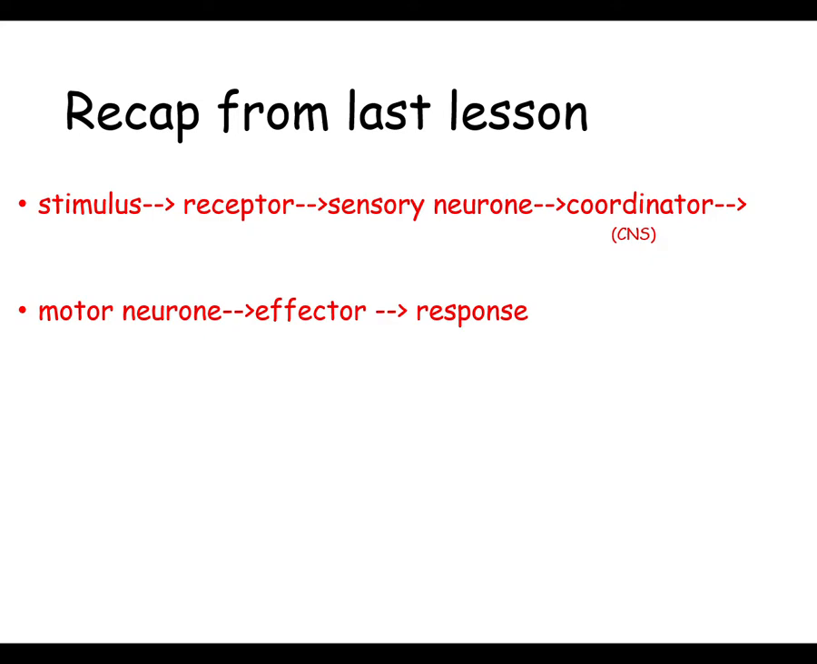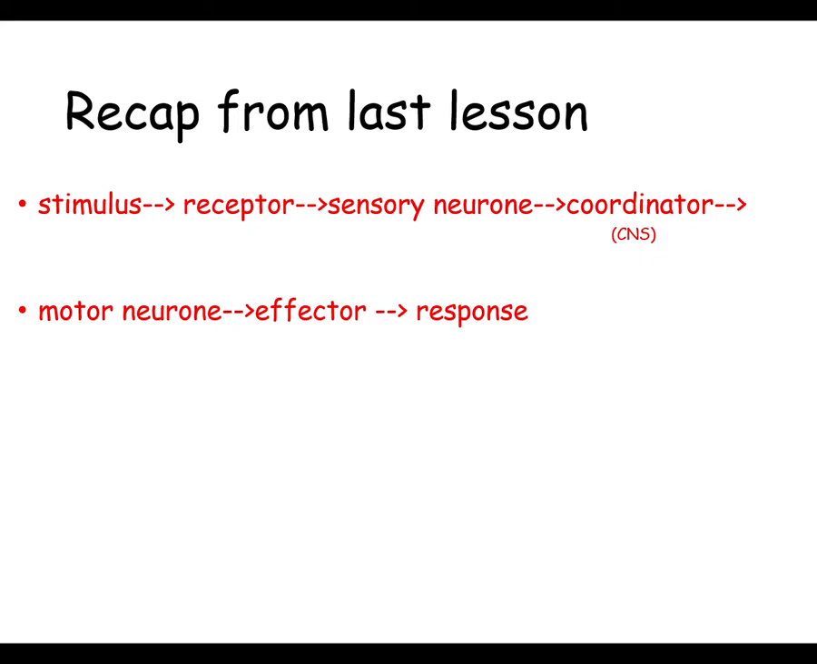That passes as an electrical impulse along a sensory neuron to the coordinator. Now, the coordinator is the central nervous system, the brain or the spinal cord. That then decides what to do about that particular stimulus, and then it sends an electrical impulse along a motor neuron to an effector. The effectors are either muscles or glands, and then you carry out a response.